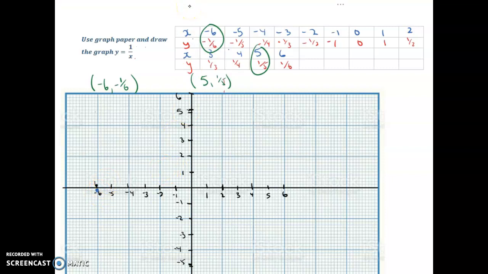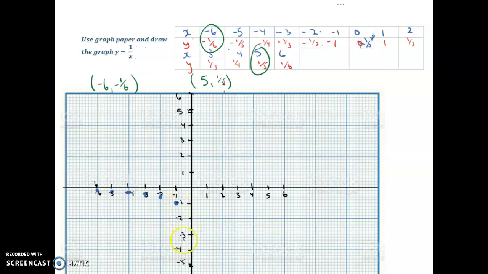-5 plots with -0.2, so that will be here as well, right? -4 will go to -0.25, so that's there. -3 is -1 on 3, so that is -0.3, so that's about there. -2 is -1/2, so that's around 1/2 of that here. -1 is -1, so that's here. 0, well, this will be infinity really, right? Because it's 1 on 0, which is infinity, so that's no value there.